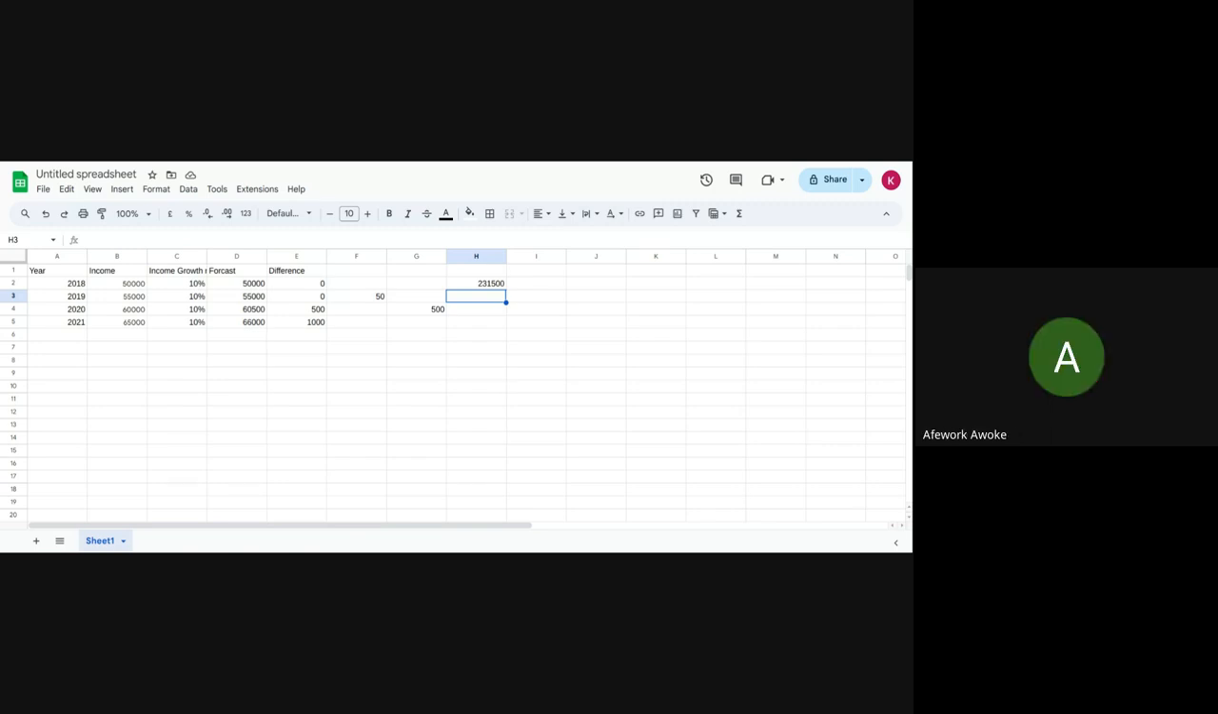Only the difference. How to calculate the difference on the yearly income, on a yearly basis. For example, our forecast for 2020 is 60,500, yeah? Yes, and actually 60,000. So we subtract D4 minus B4, as I've shown you here. Yeah. Okay, thank you.